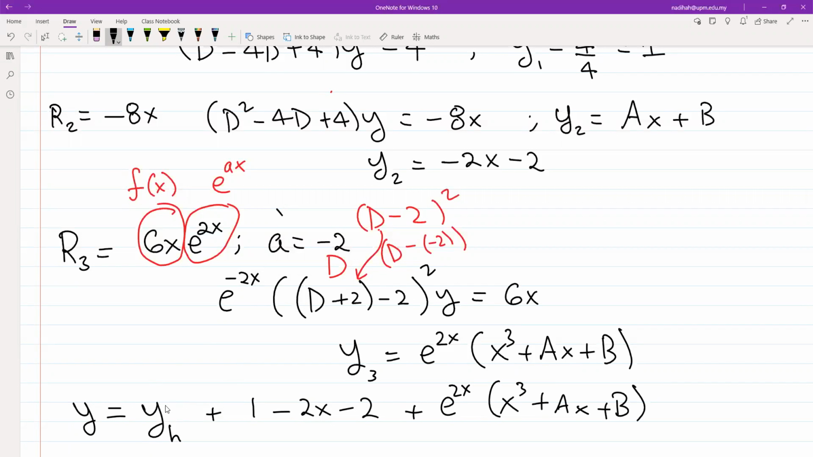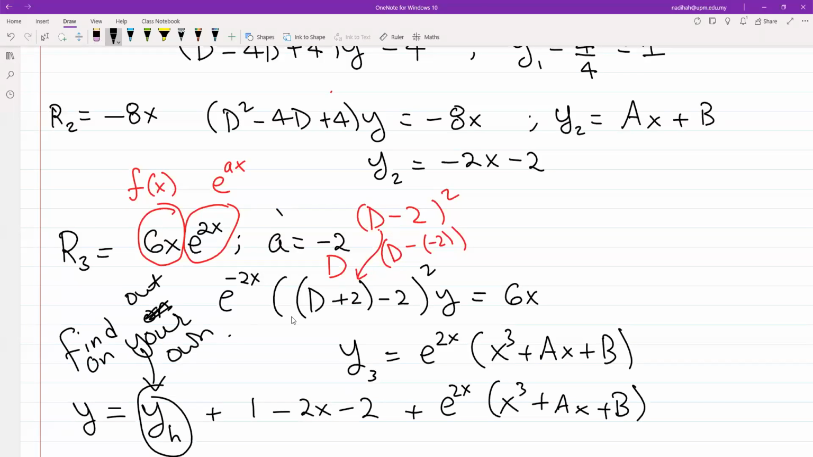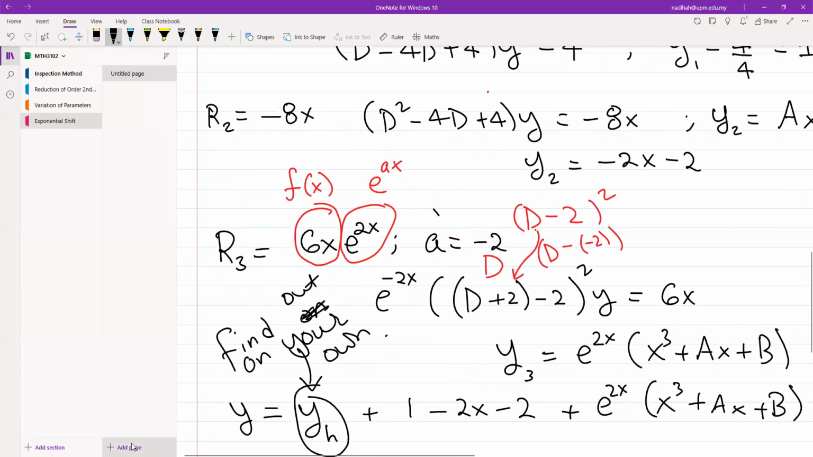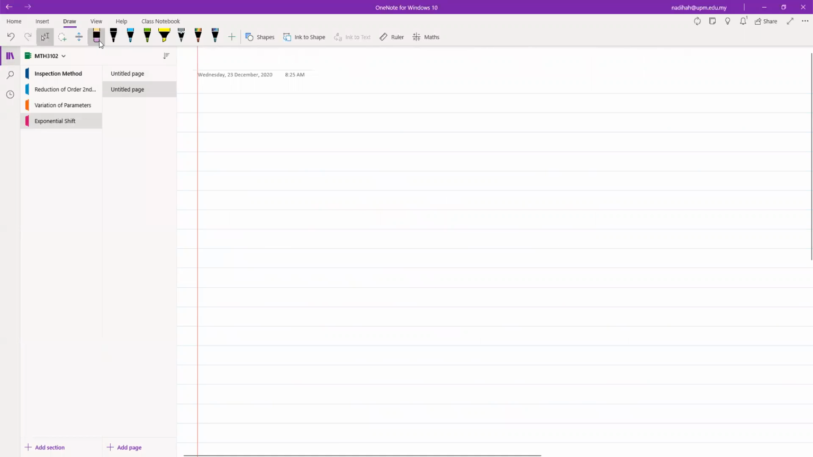Okay, please don't write like this, y homogeneous. I just want to simplify. You need to find your own solution. Find out. Okay, so this will be the last example for exponential shift. Now let's move on to inverse operator.